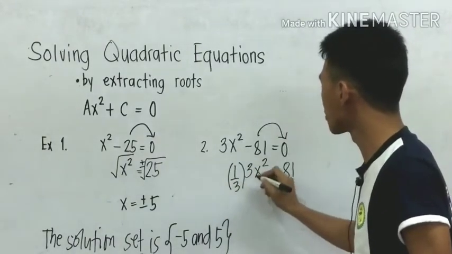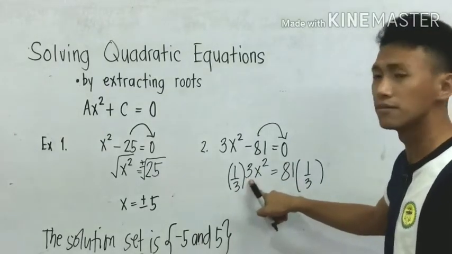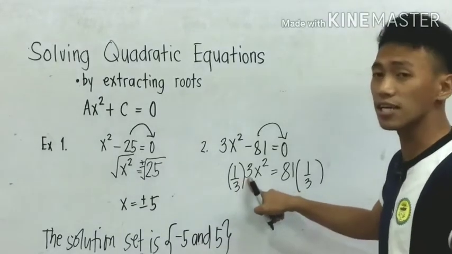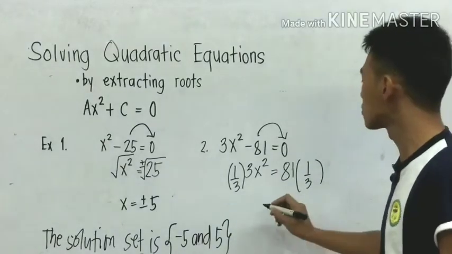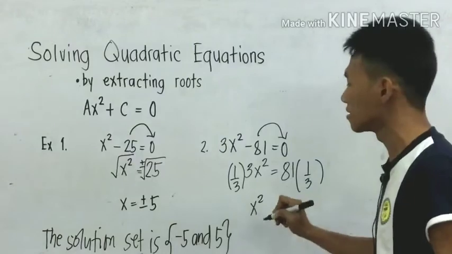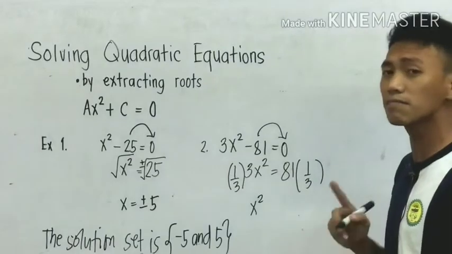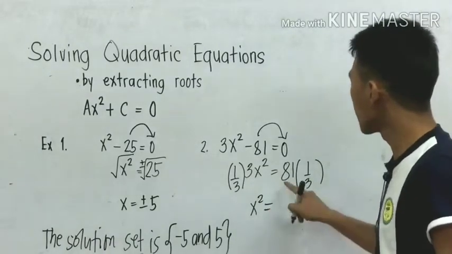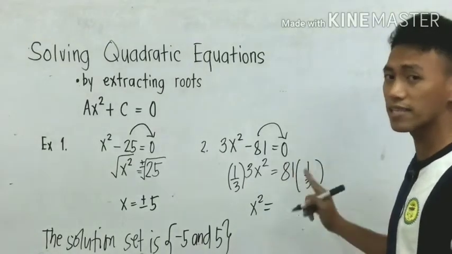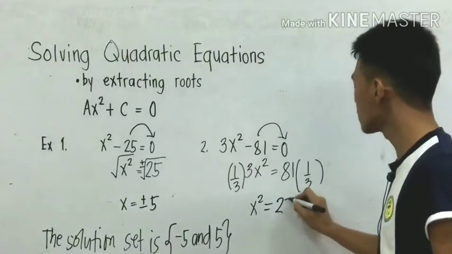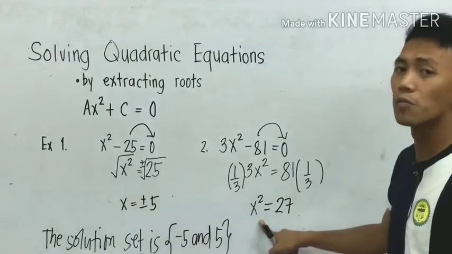Nganong 1/3 man? Since it is the reciprocal of your a. So 1/3 times 3 is equal to 3/3. So 3 divided by 3 is equal to 1. So nahimo siyang 1 na lang. So, di ba, 1 is always omitted. So x squared lang atong isulat. Di na ta magbutang og 1. And then 81 multiplied by 1/3. So 81 divided by 3 is equal to 27. Unsay sunod buhaton? Basta ingani na, square root both sides.